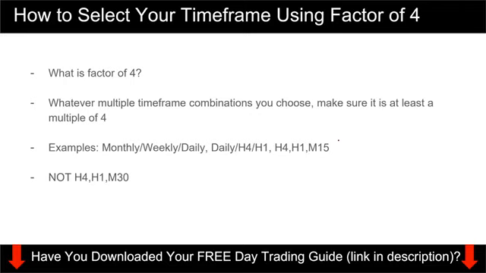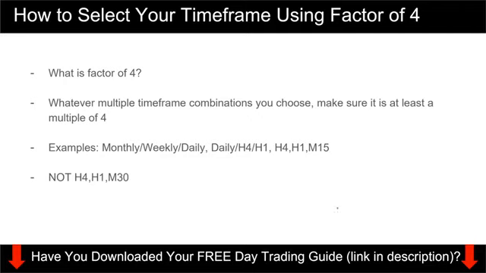So whichever time frame combinations you choose, you want to make sure that it is at least a multiple of 4. Okay, so what do I mean by this? Very simple. Let's say you are doing the monthly, weekly, daily combination. You can see that monthly is actually about 4 weeks. Weekly to daily is about a factor of 5 because in a week there's 5 days. In a month there are at least 4 weeks, depending on the month, of course, but you have at least 4. So you want to apply this factor of 4.